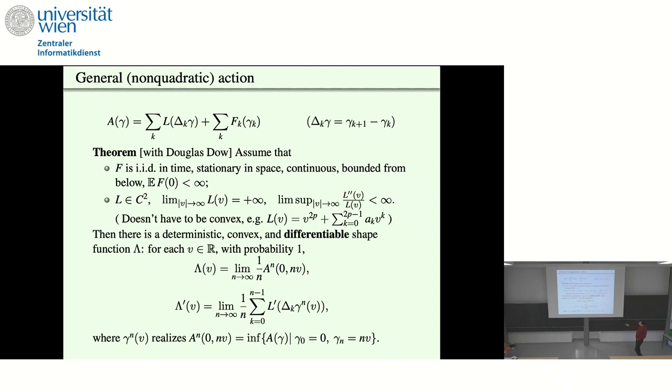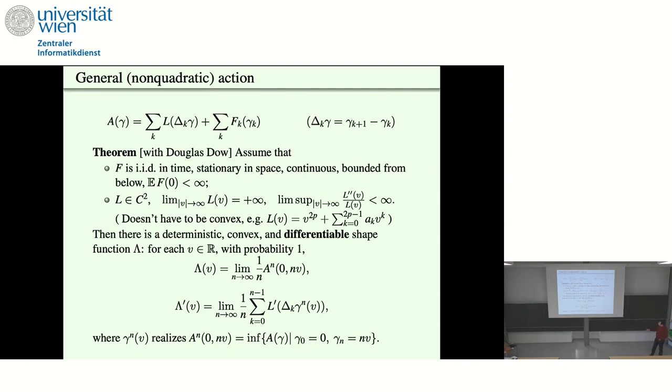And the conclusion of this theorem is that there is a convex shape function, so that's not new, but the new thing is that it's differentiable. This is the definition, and then the deterministic function that is sort of defined by this turns out to be differentiable, and the derivative is given by this simple formula.